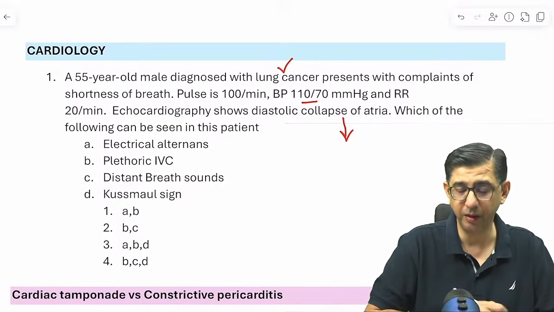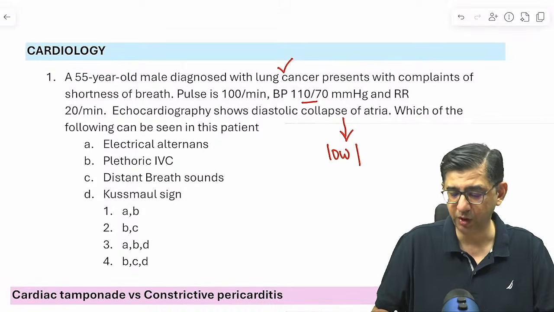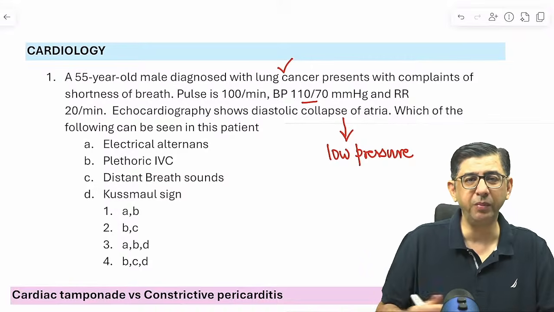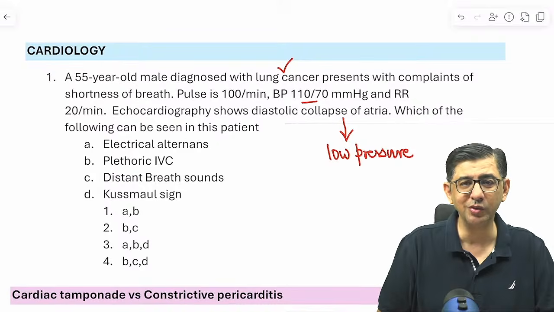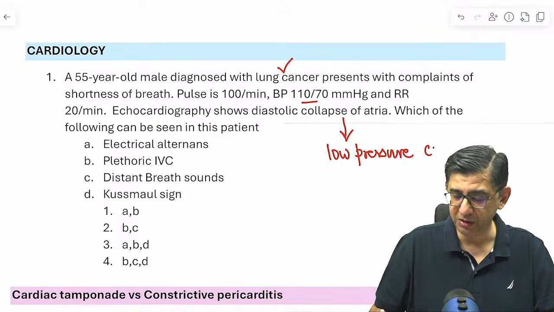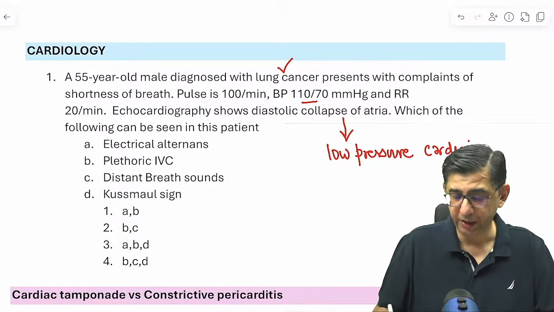Because there's a diastolic collapse of atria, that means this patient is having a low pressure cardiac tamponade. So when I read the first two lines of the MCQ, I thought it could be lung cancer metastasizing to the heart, because it gives me pulse, blood pressure, and respiratory rate values, and then I thought maybe he'll give me some JVP findings as well. But he straight away gave an echocardiography finding, which is pretty ominous. It's a cause of concern.